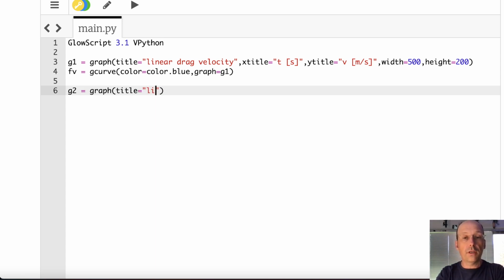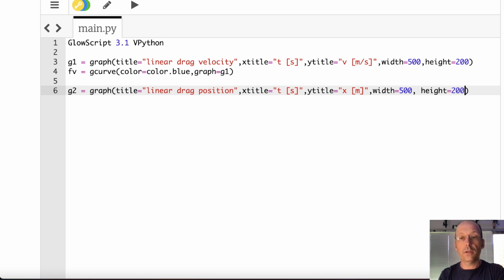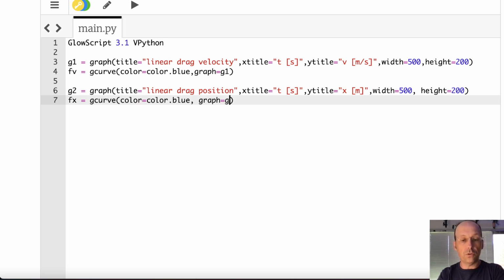Title equals linear drag position. X title equals time. I should have done this all beforehand, but that's fine. Y title, and I'm going to give you the code, equals x in meters, and then width equals 500, height equals 200. And then fx equals g curve. Let's make it blue also. Color equals color.blue. Graph equals g2.